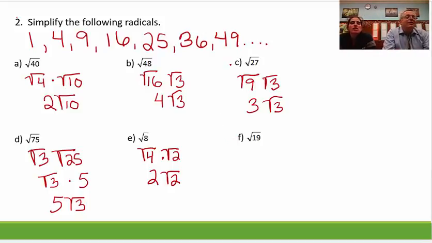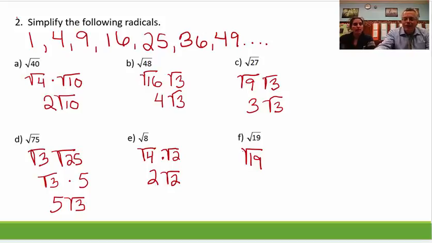So 19 divided by 4? No. 19 divided by 9? No. 19 divided by 16? No. And then after that, all the perfect squares are bigger, so we don't even have to check them. So guess what? It is simplified, so we're stuck with it. That can't be simplified any further. That's right. So that happens.